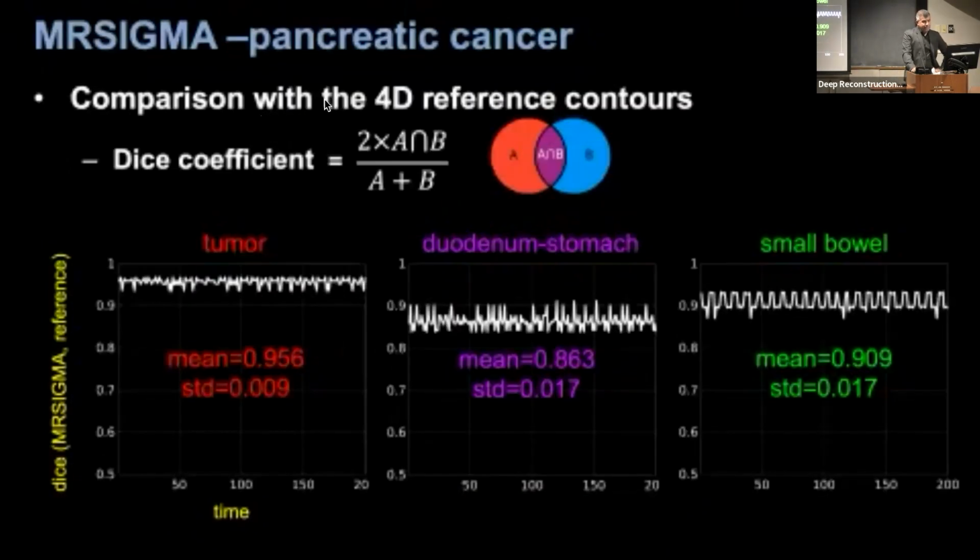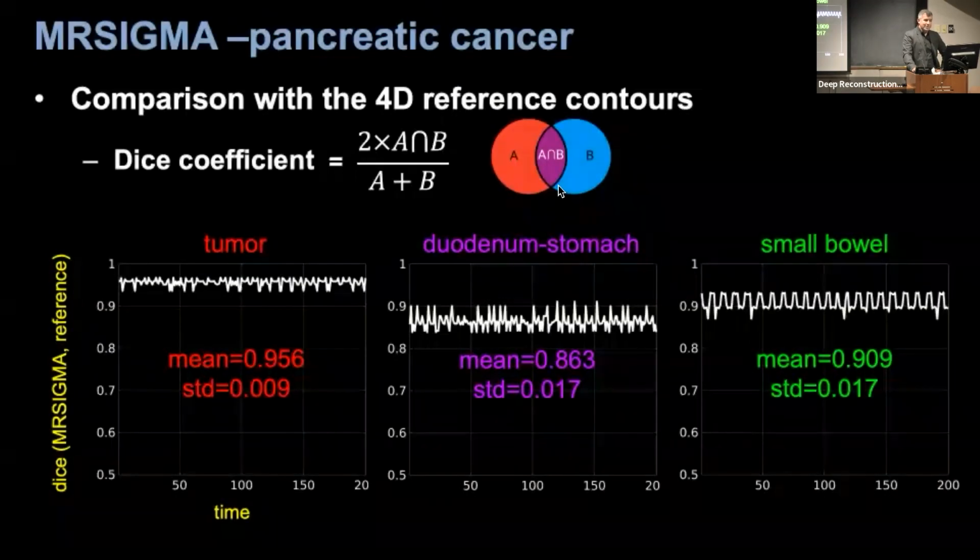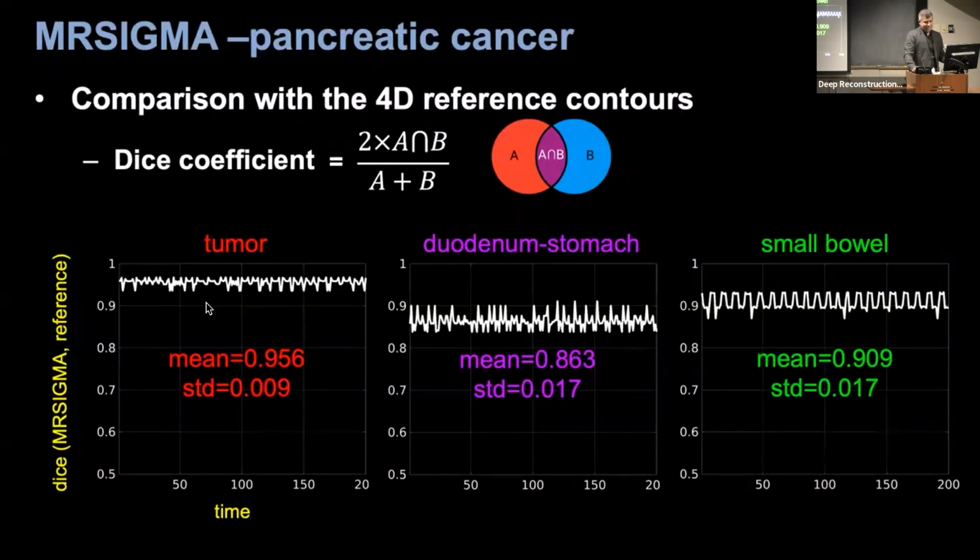So when comparing to the 4D reference contours, we just use the dice coefficients. This is an overlap between contours. If the contours completely overlap, you're gonna have 1. And so we can see here that we get really high dice coefficients, which means that we're getting really good performance in terms of motion tracking.